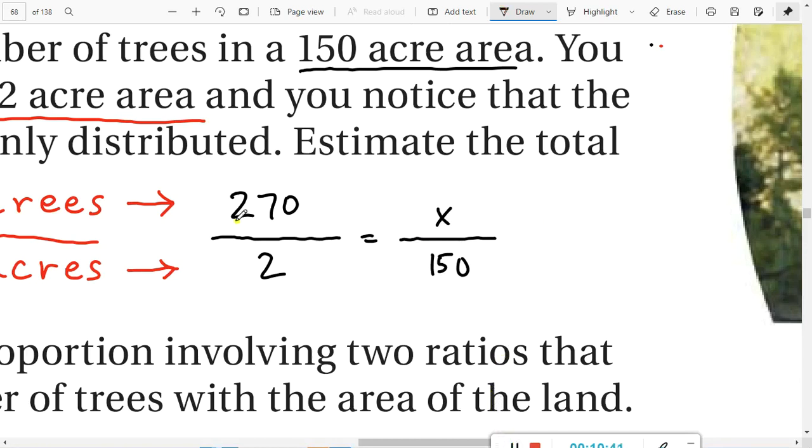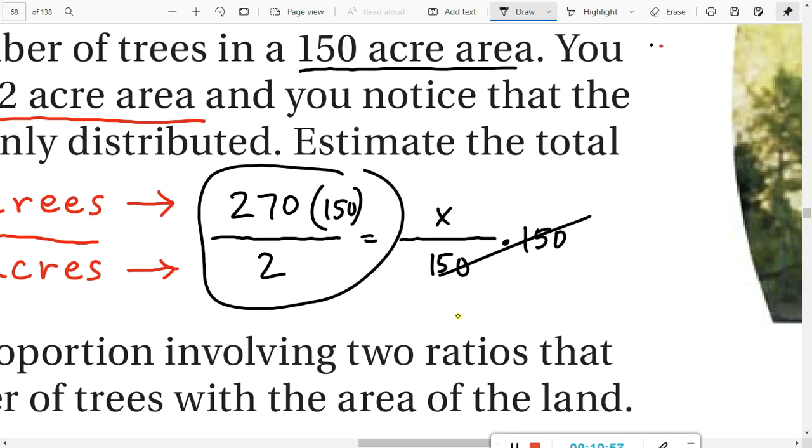All right, and one other shortcut you could have done, since this is X over 150, you could have just multiplied both sides by 150. It cancels on the right, and X would just be this part right here. So lots of ways to do it other than cross multiplying.